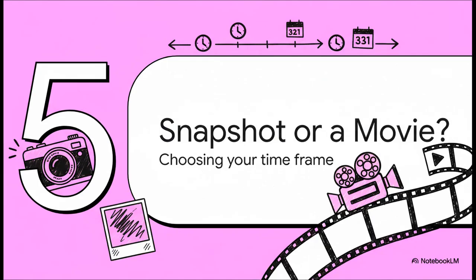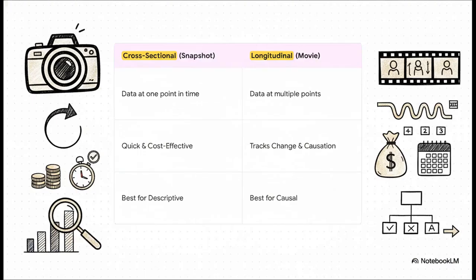All right, last big building block for our blueprint. And it's a simple but really powerful one. Are you taking a snapshot or are you shooting a movie? This is all about your time horizon. A cross-sectional study? That's your snapshot. You collect all your data at one single point in time. It's fast, it's cheap. You might find that companies with a lot of debt are more profitable today, but you have no idea if the debt caused the profit or if it's a ticking time bomb.